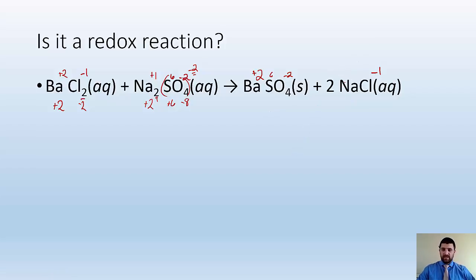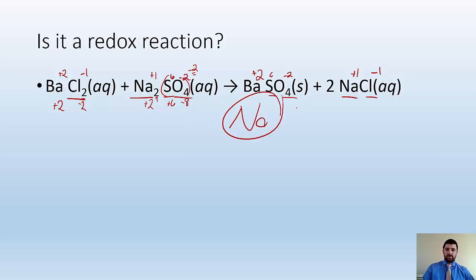So did any of these oxidation states change? Well, let's see. I got sodium +1, +1. I got chloride -1, -1. I got sulfur +6, oxygen -2, oxygen -2. Nothing changed. So no, this is not a redox reaction. This is what we call a double displacement reaction.